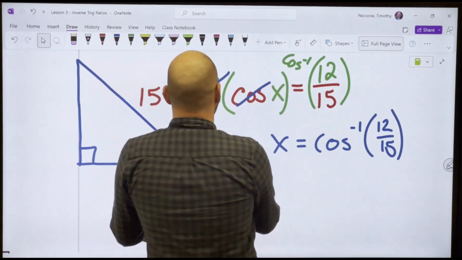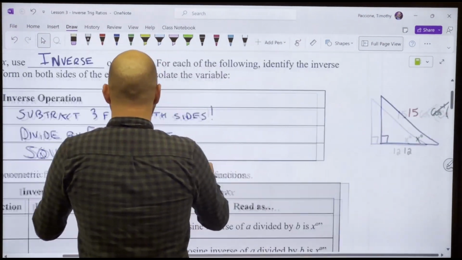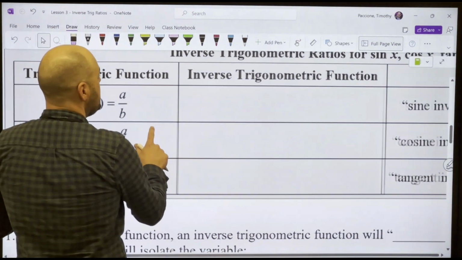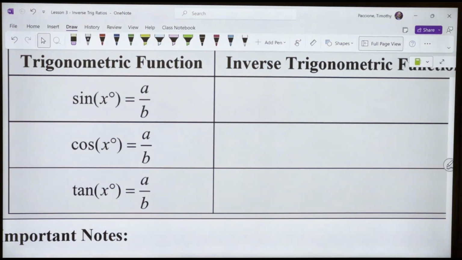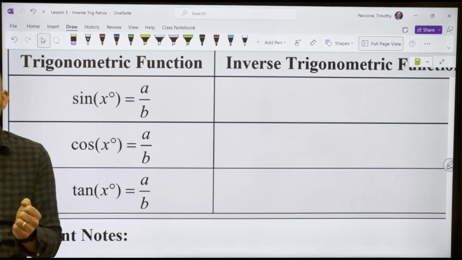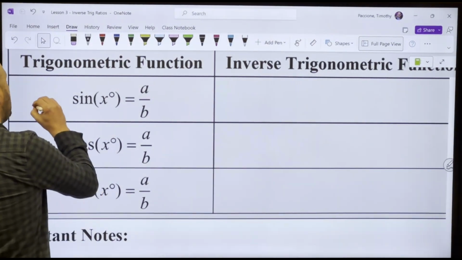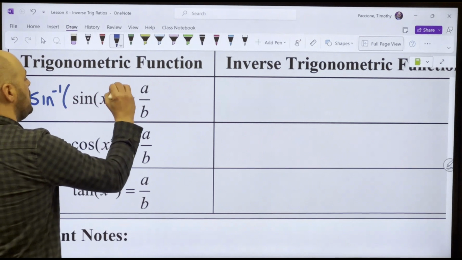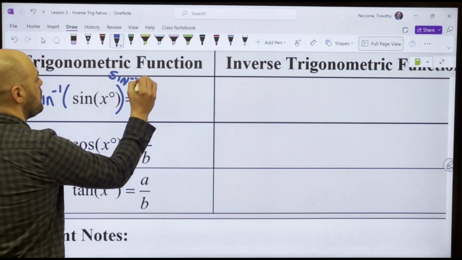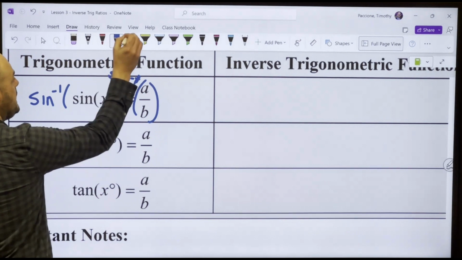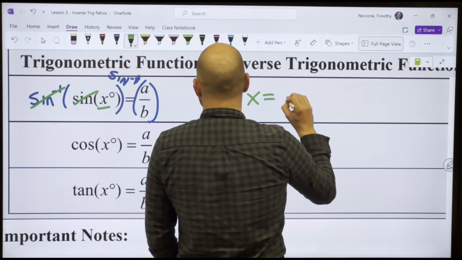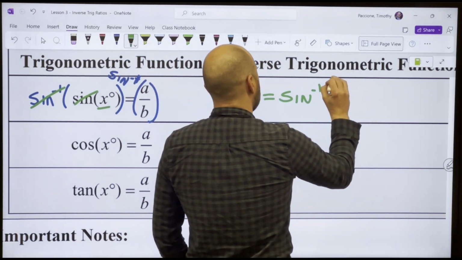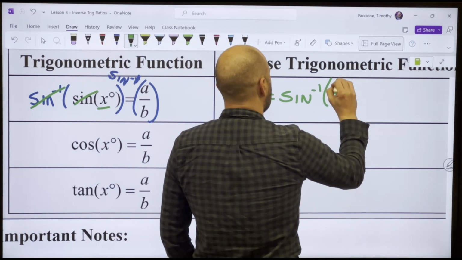Okay? Now let's take a step back. If you have sine of x equals a ratio, a over b, a number over a number, and you just want x, you don't want sine of x, you would do sine to the negative 1 on both sides, cancel, cancel, you just have x, and you get x equals sine to the negative 1 of a over b, of the ratio.